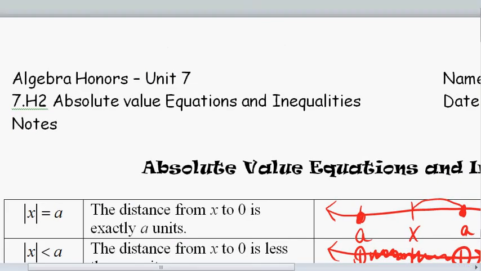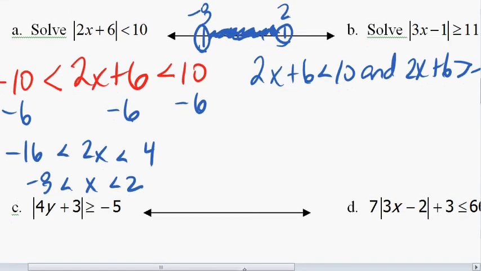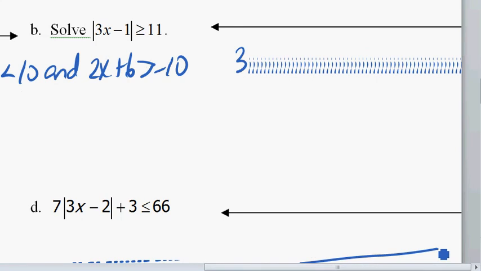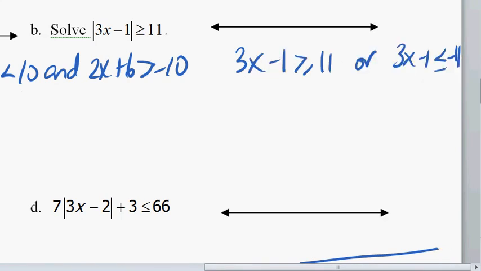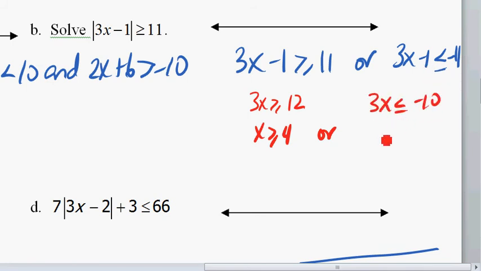Make this a little bit bigger. In the or situation, we solve both the inequalities independent of each other. So we add 1, we divide by 3, or in the other case, we add 1, we divide by 3, and then we graph this on our number line.